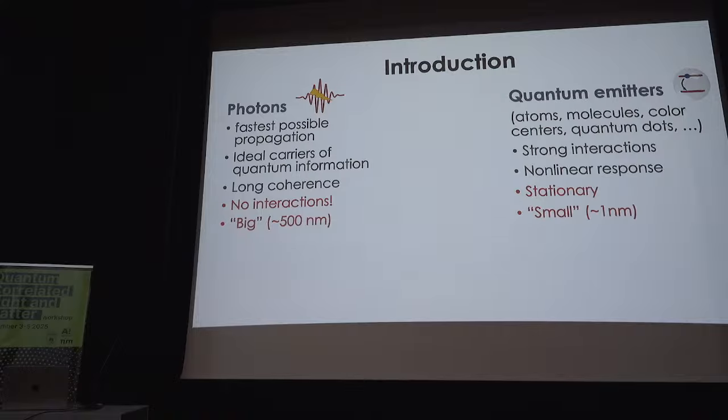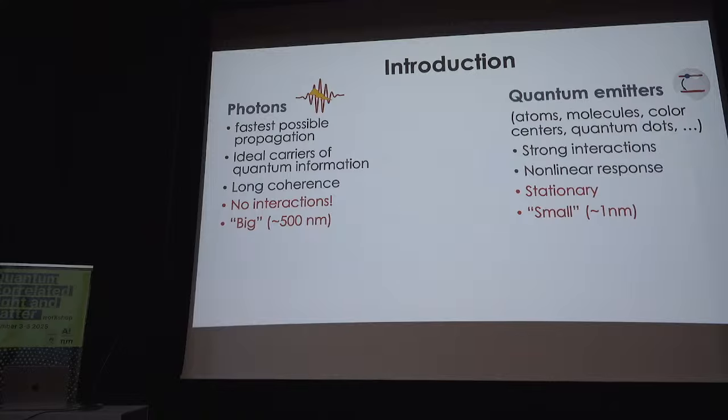photons are very nice carriers of quantum information. They propagate the same during the propagation in free space, and basically keep the same coherence time. But they have the disadvantage that they naturally don't interact with each other, and their wavelengths are large: 500 nanometers, or the telecom wavelength of 1.5 microns.